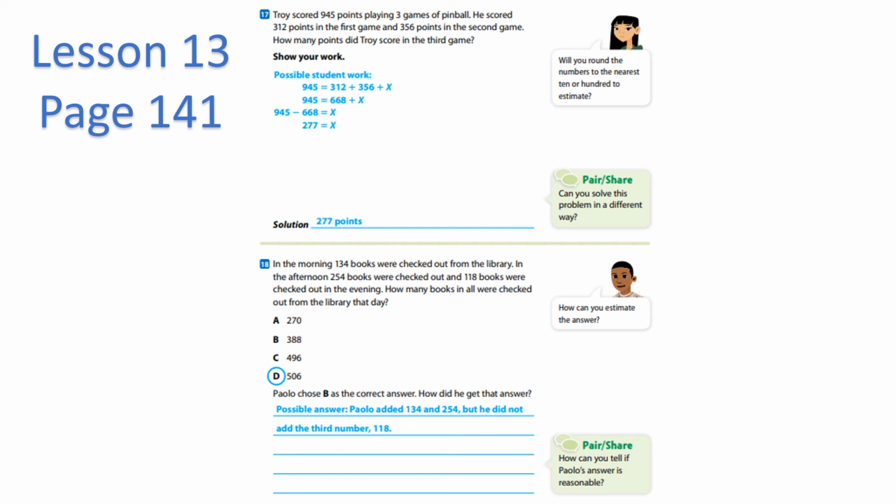But then at the bottom of the page, it says that Palo chose B. They want to know how he made that error. How did he get 388 as his answer? So if you went back and looked at the numbers in your problem, you would see that he only added 134 and 254, but he forgot to add the 118, which is the third number.